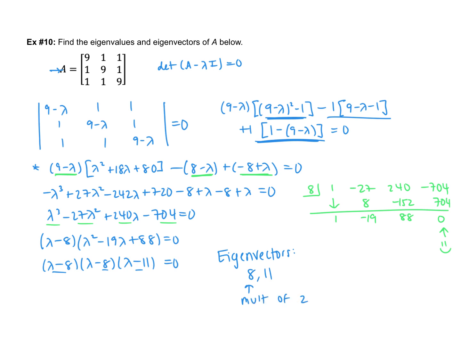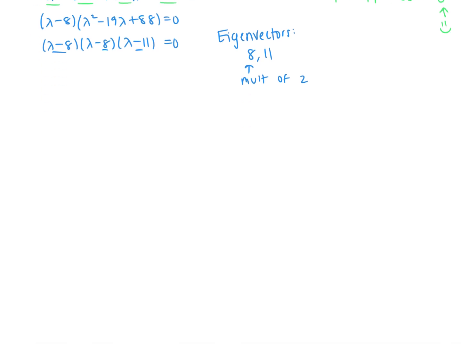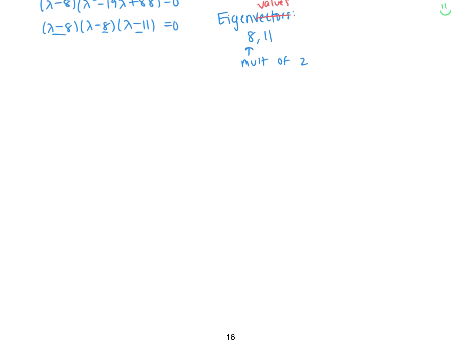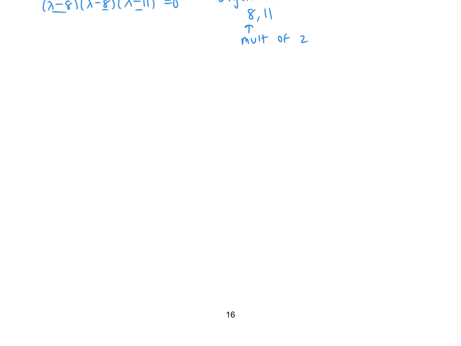So at this point, now that we have our eigenvalues, I didn't mean to write eigenvectors. Now that we have our eigenvalues, we are ready to find our eigenvectors. I'm going to start with that 11 since it has a multiplicity of 1. So my first eigenvalue is 11. So again, I'm taking A and I'm subtracting 11I and augmenting with 0. So I'm subtracting 11 on the diagonals.